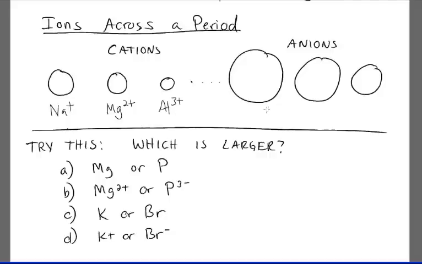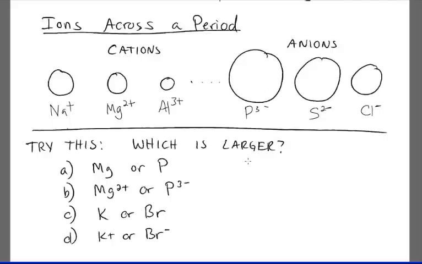Then if you jump across to anions, chlorine has become the chloride ion, so it's bigger than it originally was. Sulfur takes on 2 electrons, so it's even bigger, and phosphorus takes on 3 electrons to form an anion, so it's even bigger. So you have a trend of decreasing size within the cations and decreasing size within the anions, but there's a big jump between cations and anions.